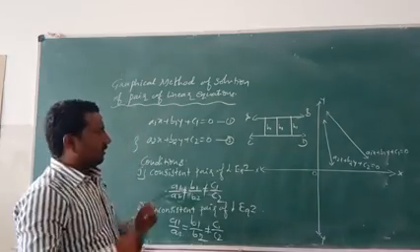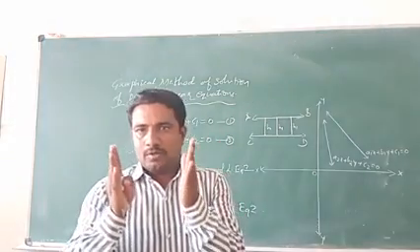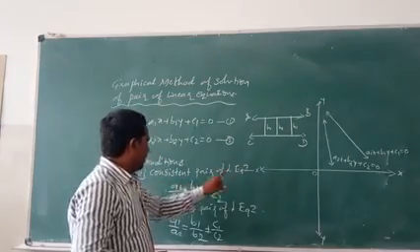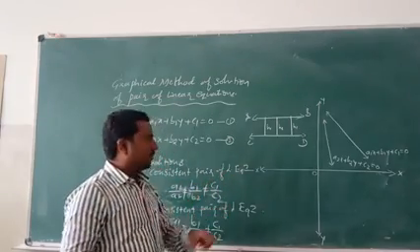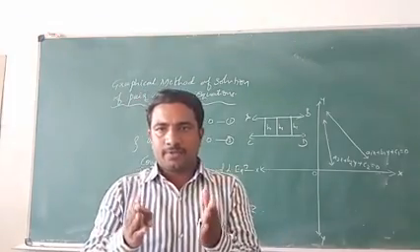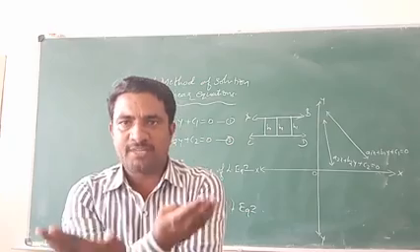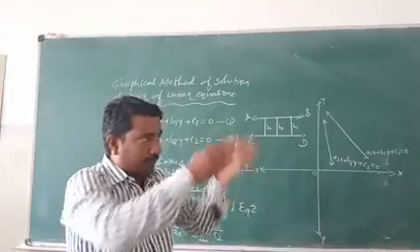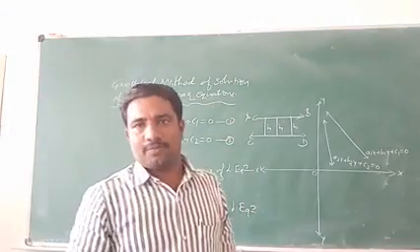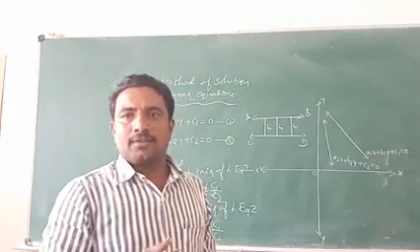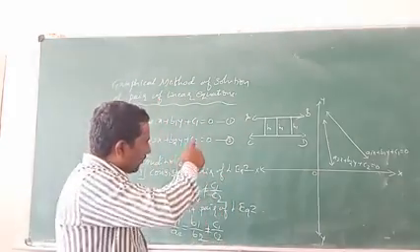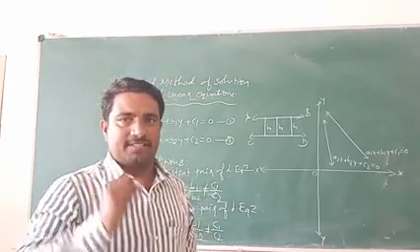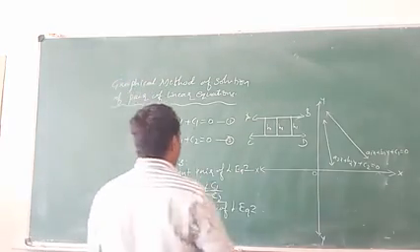The third type of graphical nature. The first type of linear equations are having a unique solution, the second type of linear equations are having parallel lines, and the third type of linear equations, the graphical nature, is coincident lines.